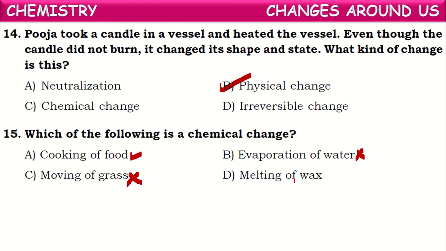What about the next, melting of wax? When wax is heated, it melts into liquid form, but no chemical composition change. Again, on cooling, it solidifies back. So it is also a physical change, not a chemical change. So among these all, the only chemical change is this cooking of food.